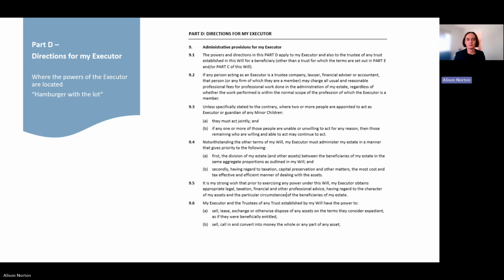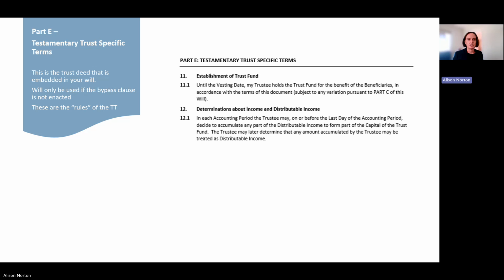But from the end of sort of Part B onwards, it's not so important that you understand exactly how it works. I'm happy to explain anything, but this is the legalese, and in a minute we'll come to the trust deed, which is here in Part E. Essentially, this is like a trust deed that sits inside your will, and this includes all of the terms for how the trust is to operate. So again, have a read of it. Happy to explain anything you need, but it's not really necessary that you understand exactly how every single term works.